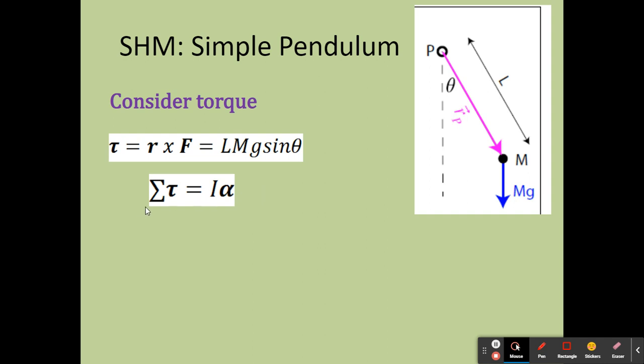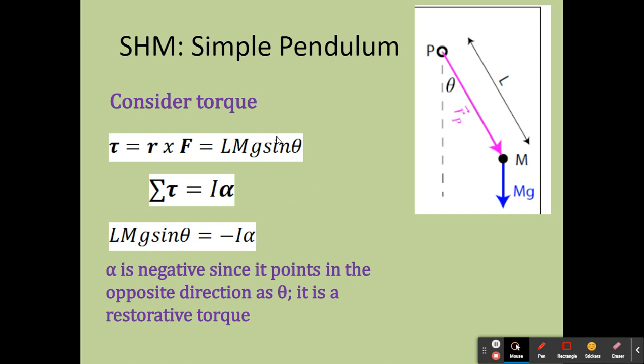I also know that the sum of the torques is equal to I alpha. Now, if you look at this, you notice that this is really similar to what we did with springs, where our forces were equal to ma. Here we have torque is equal to I alpha.